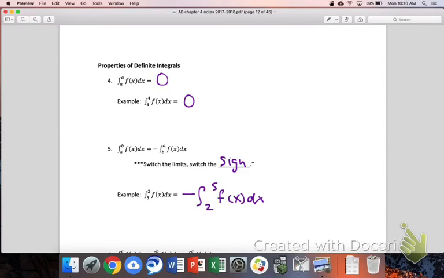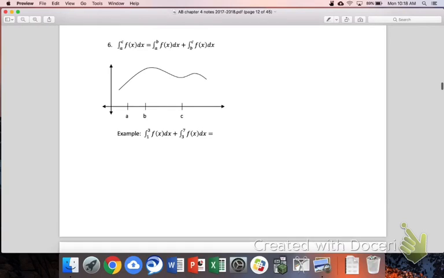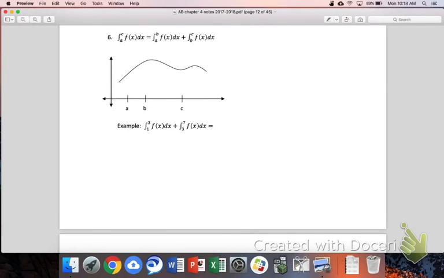Just a couple more here. Please take a look at, well, just for now, number 6. Number 6 looks pretty complicated, but if we look at this in terms of area, I think it'll make a lot of sense. If I look at this integral right here, integral from a to b, wouldn't it be fair to say that that could be representative of this area right here?